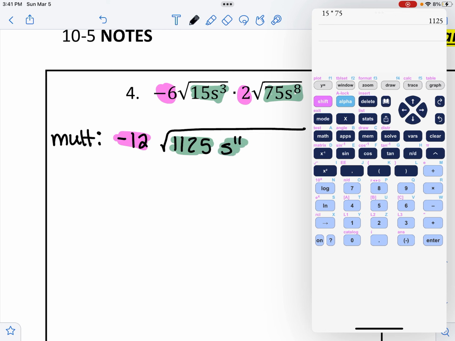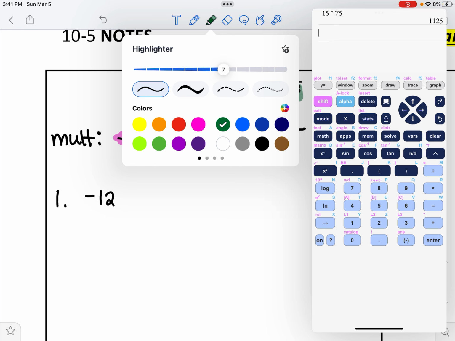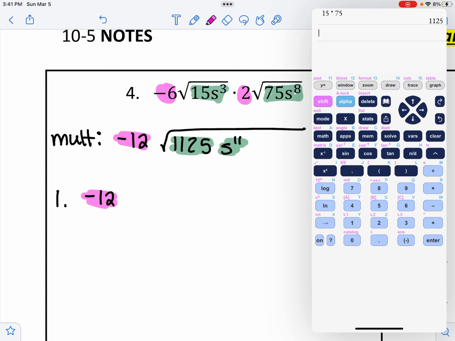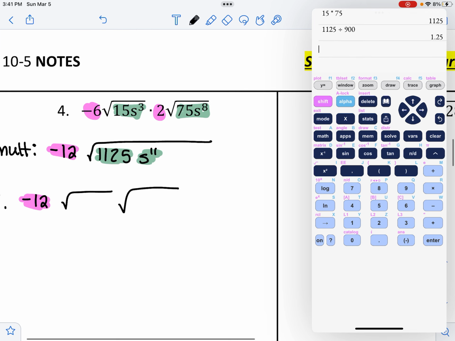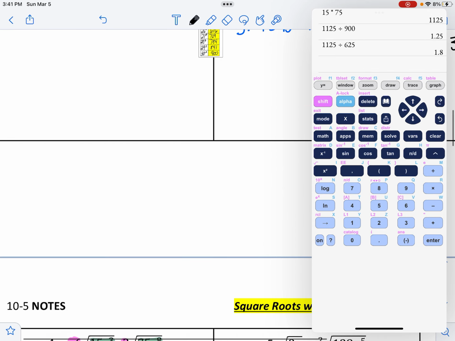So since you multiplied them, now step 1 is going to be to drag that 12 down. I'll highlight it in pink so you know where it came from in the step above. I'm going to break the 1125 into 2 square roots. So 1125, and maybe you start at 900 on your list. I'm trying to think, I wonder if it's 625. I know that's on your list. Bummer sauce. All right, let's go get that list.